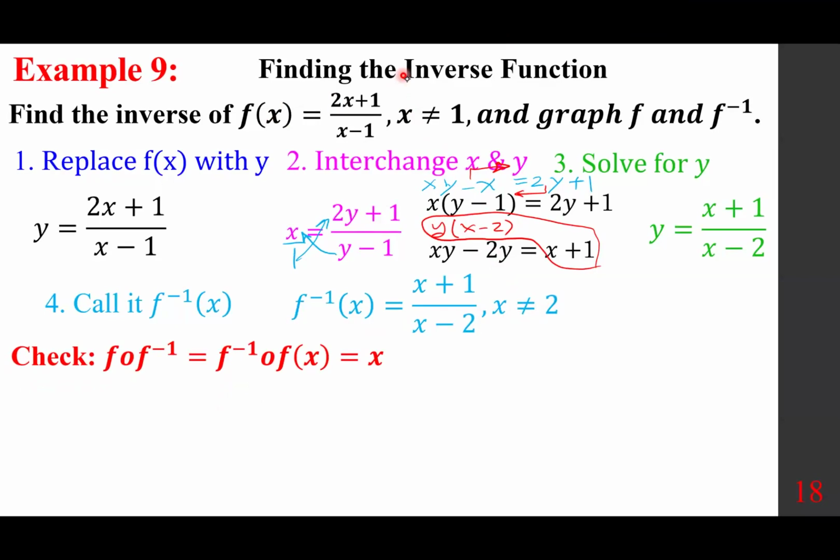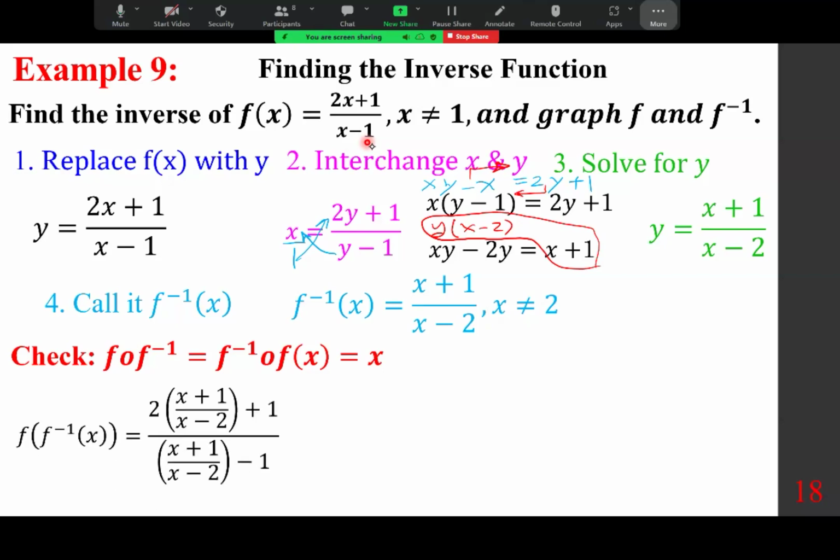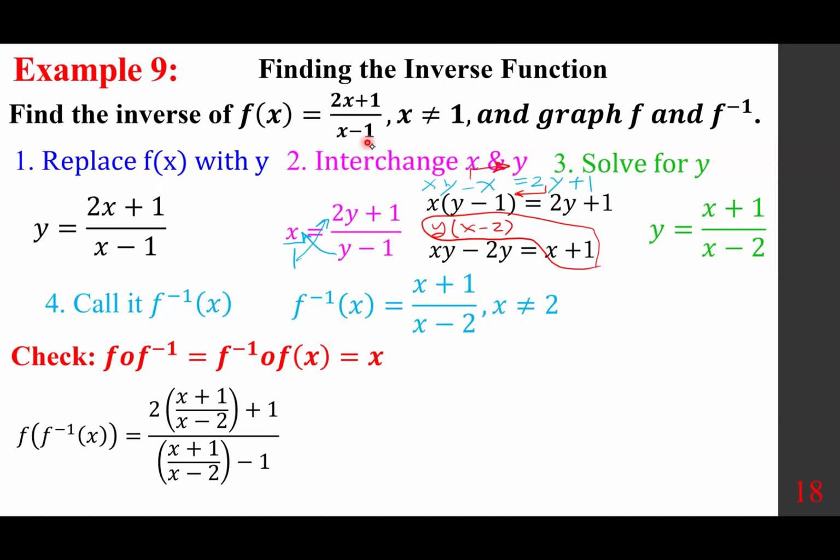We're going to look at one of them. For example, if we look at this one, in this function, we replace the x with x plus 1 over x minus 2. So in this function, replace this x and this x with x plus 1 over x minus 2. Therefore, we get 2 times this plus 1 over x plus 1 over x minus 2 minus 1. Now, this is a complex fraction. And the easiest way to do this, we're going to multiply the top and the bottom by x minus 2.